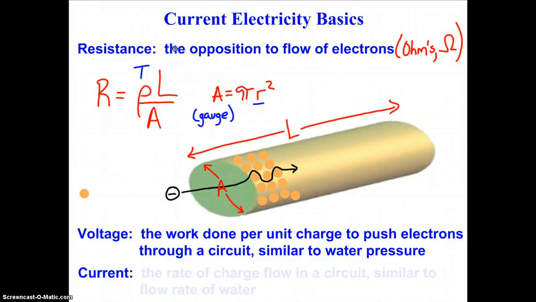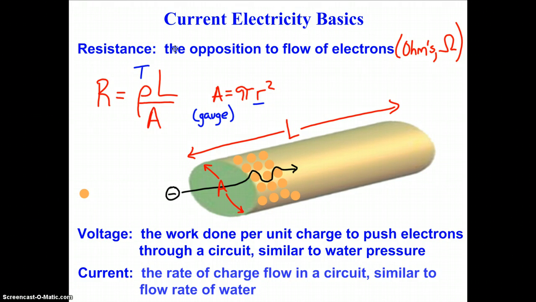Current we've already had a discussion on as well in our previous unit. Current is the rate of charge flow in a circuit, similar to the flow rate of water in our water analogy. So it's the rate at which the water would be moving through the hose, so to speak. The equation for current is I equals Q over T, rate of charge flow, and the unit of current is amperes, the symbol of which is simply capital A. You'll also hear that often abbreviated as amps.